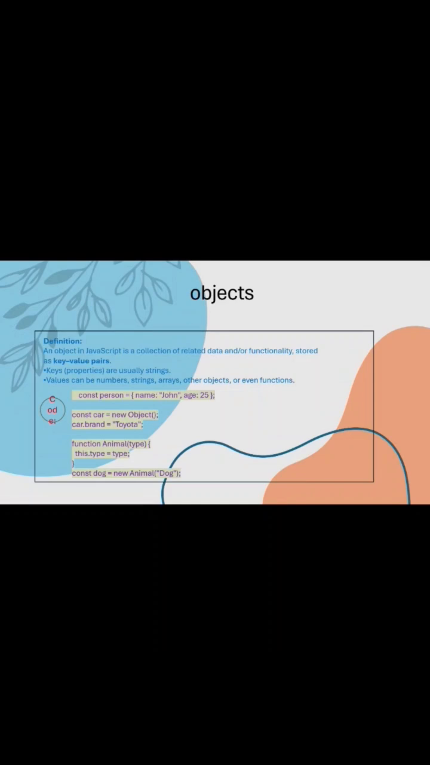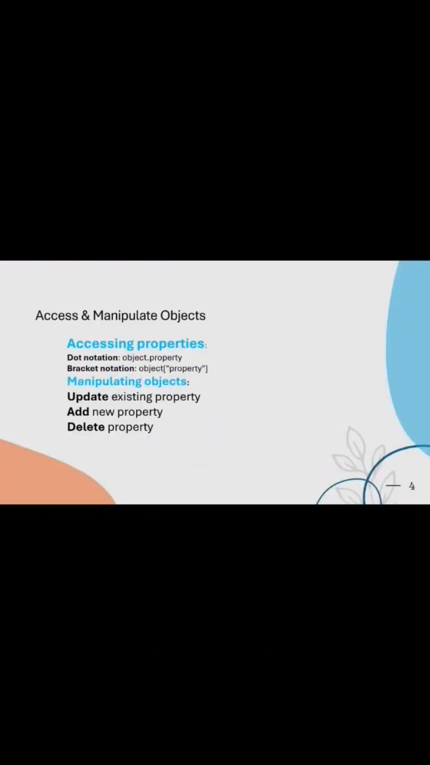Coming to the next slide, how to access and manipulate objects. Accessing properties: dot notation as object.property, and bracket notation, where we open a bracket, object["property"]. And next, manipulating objects: we can update an existing property, add a new property, and delete properties.